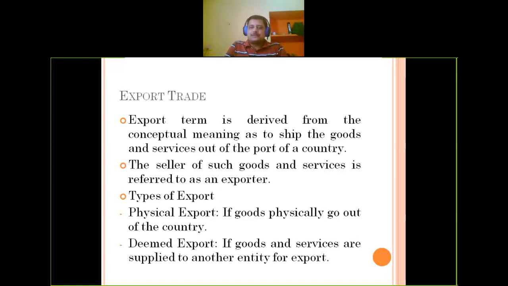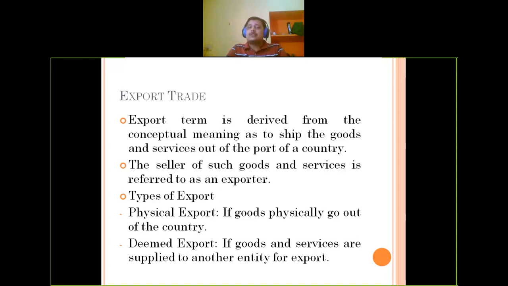One is physical, another is deemed. In a physical export, if goods are sold physically between countries, it is called a physical export. Whereas a deemed export is when goods and services are supplied to another entity of that particular country. In a physical export, all the transactions, the documentation work, and the quality check take place physically. Whereas in a deemed export, the company belongs to some other country and does its transactions in its home country.